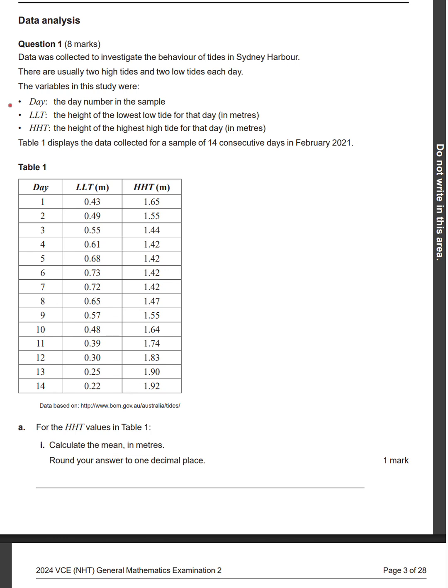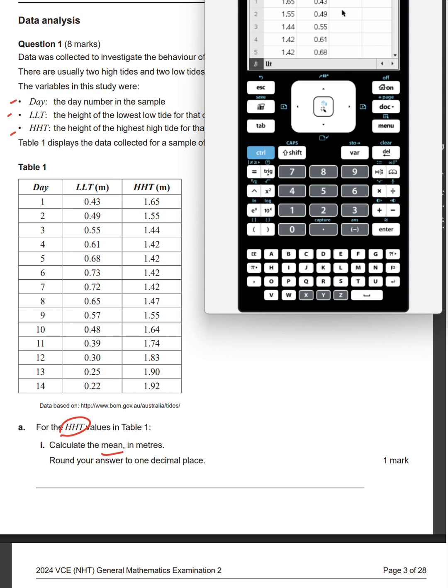So we have three variables here: day, LLT or lowest low tide, and highest high tide. So often with data, there's all this information that you don't really need to look at. Hopefully you will have worked out in reading time though what's important and what is not. So for question A, we've got the HHT and we're looking for the mean. Now, the best way to do this is just to chuck it in the CAS. You can do it old school, but you're more prone to errors.